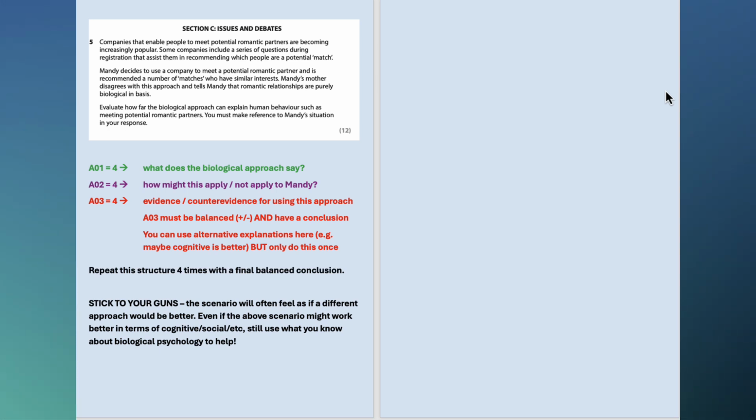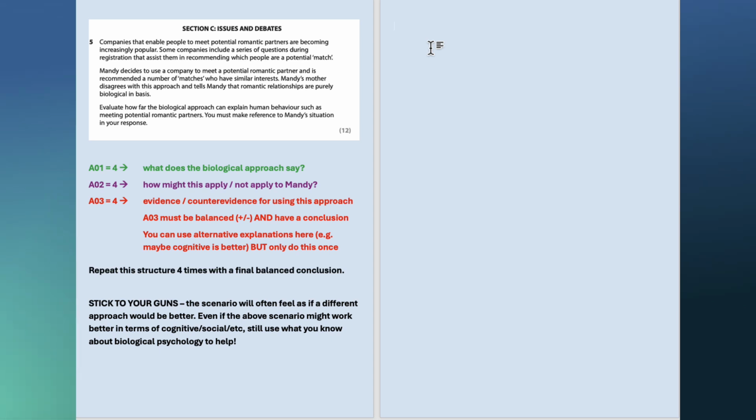And again, I know I've said this 3 times already, but stick to your guns. The scenario will often feel as if a different approach would be better, even if that scenario might work better in terms of cognitive or social. Still use what you know about biological psychology. Still stick to it. So let's break this apart and show you an example of how you might do this.